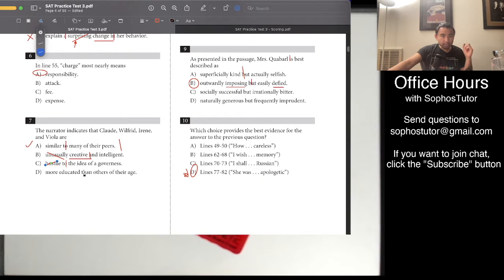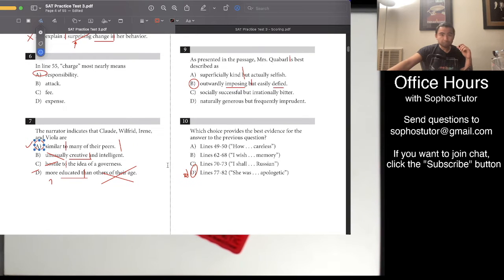More educated. Okay, they definitely seem educated. Are they more educated? Again, more and less implies a comparison. More compared to whom? Others of their age? No. Because remember, it's commonplace among their peer group. So the correct answer for 7, I think, would be A.